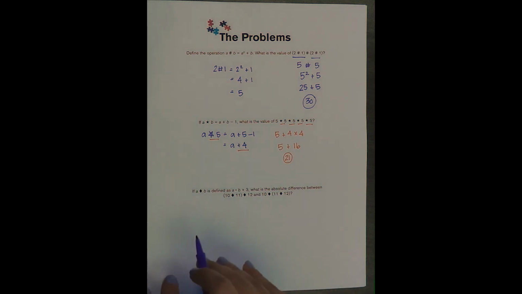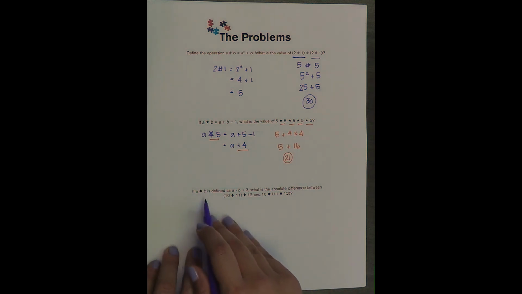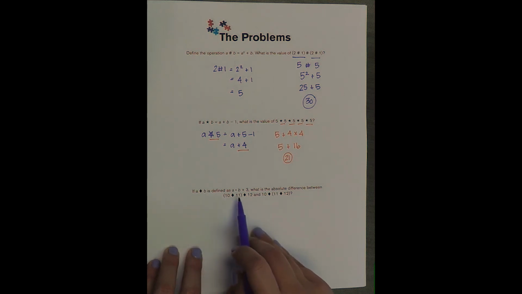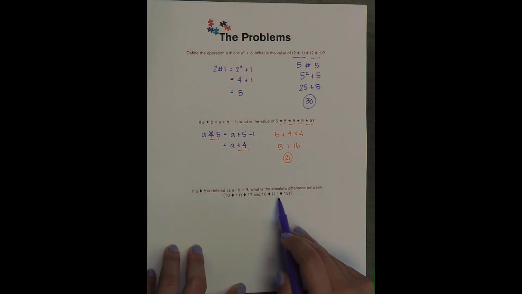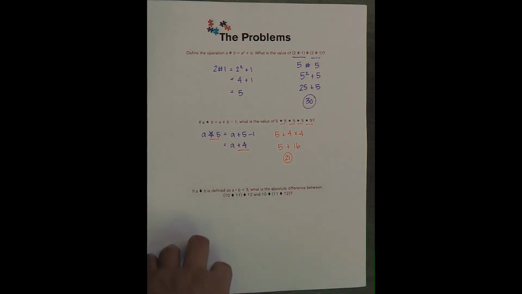So our third question is, if A diamond B is defined as A times B plus 3, what is the absolute difference between quantity 10 diamond 11, diamond 12, and 10 diamond, quantity 11 diamond 12? So similar to the last one, let's just take a step back. You want to dive in and start computing this, but there might be an easier strategy.